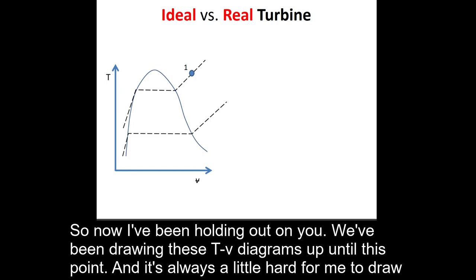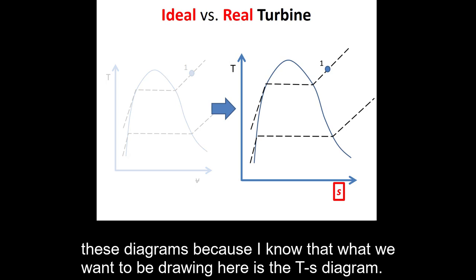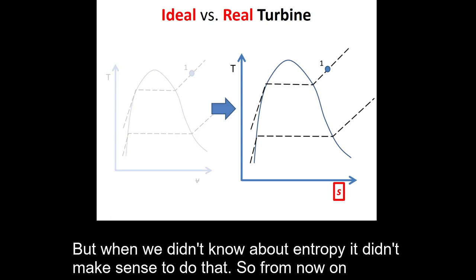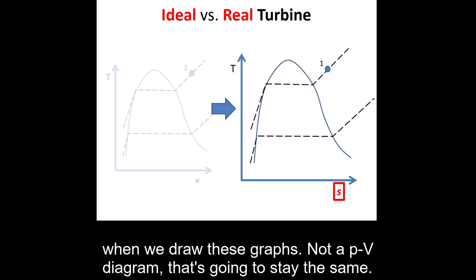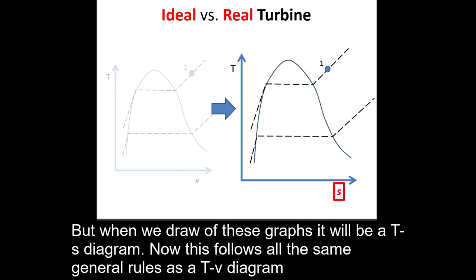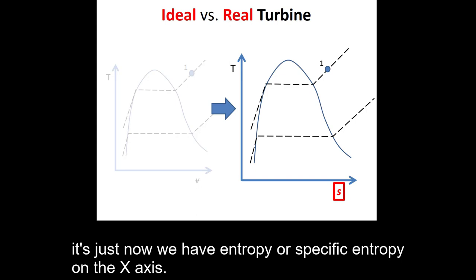So now I've been holding out on you. We've been drawing these TV diagrams up until this point. And it's always a little hard for me to draw these diagrams because I know that what we want to be drawing here is the TS diagram. But when we didn't know about entropy, it didn't make sense to do that. So from now on, when we draw these graphs, not a PV diagram, that's going to stay the same, but when we draw these graphs, it will be a TS diagram. Now this follows all the same general rules as a TV diagram. It's just now we have entropy, or a specific entropy, on the x-axis.